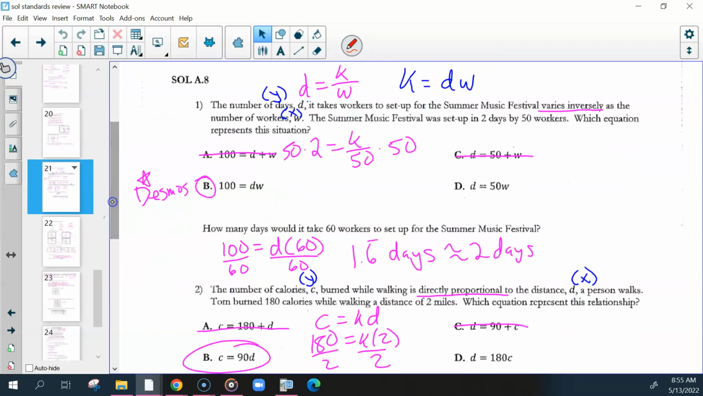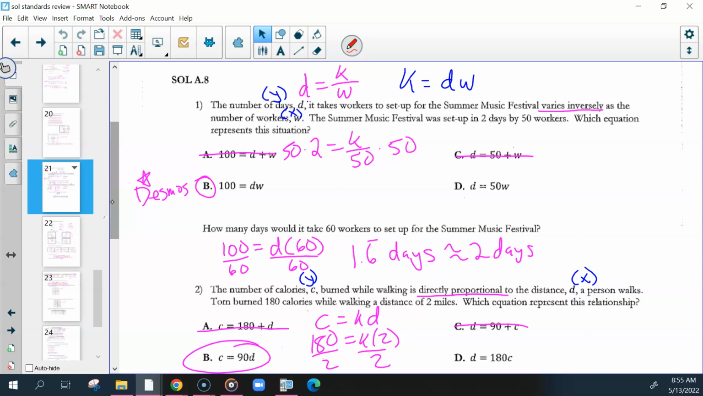For SOL 8.8, this is all your direct and inverse variation. So a lot of this you have to know, but you could check in Desmos. For number 1, it tells us that this varies inversely, so anything direct is now eliminated. Without even really reading this, I can eliminate A and B because those aren't direct or inverse variation equations. Those are adding, and we don't add in direct or inverse variation equations.